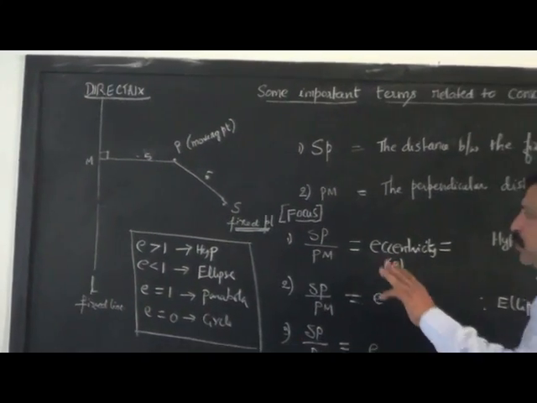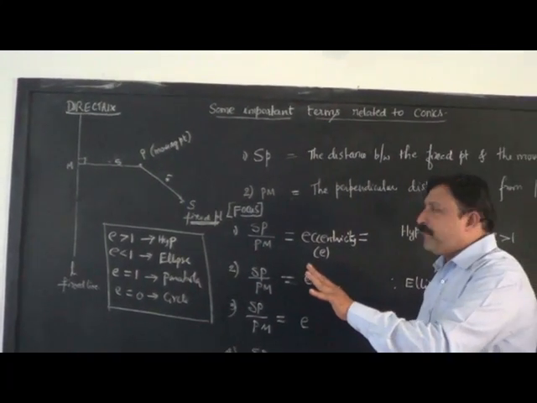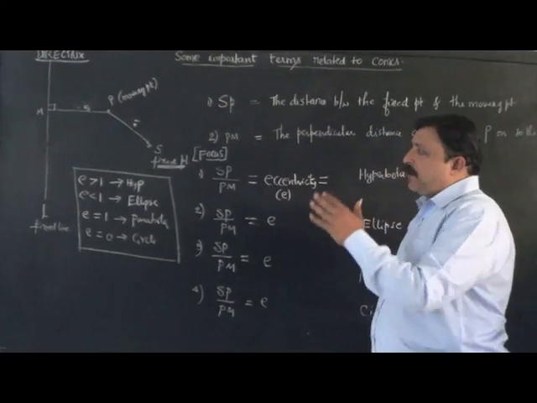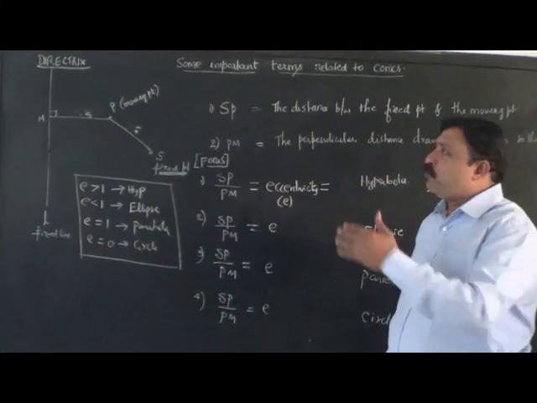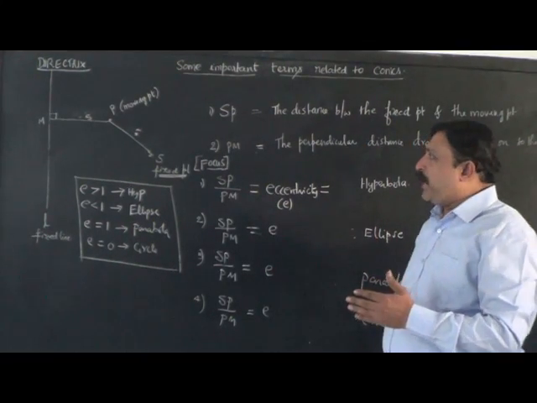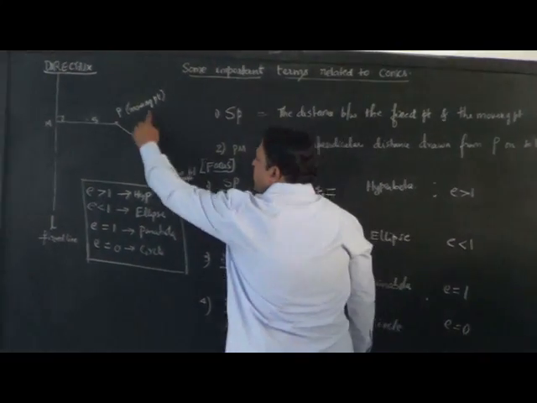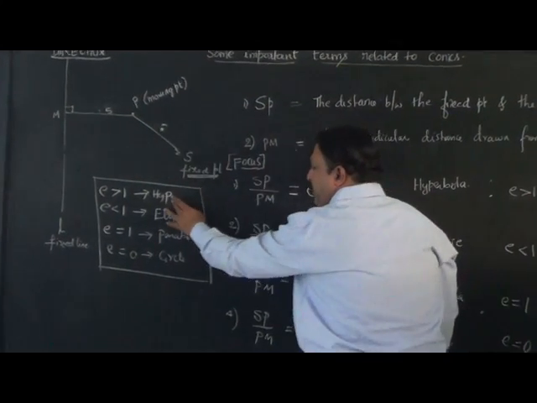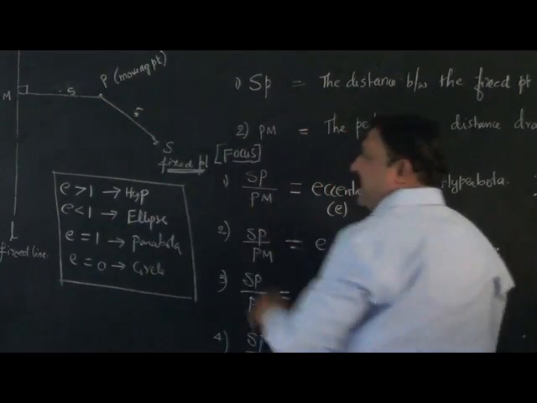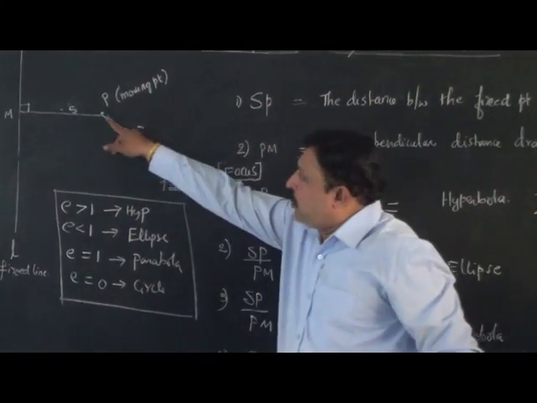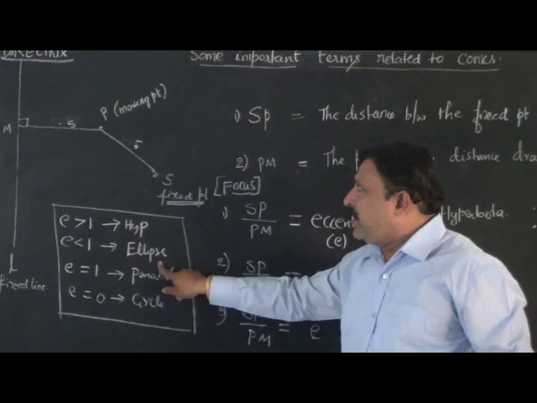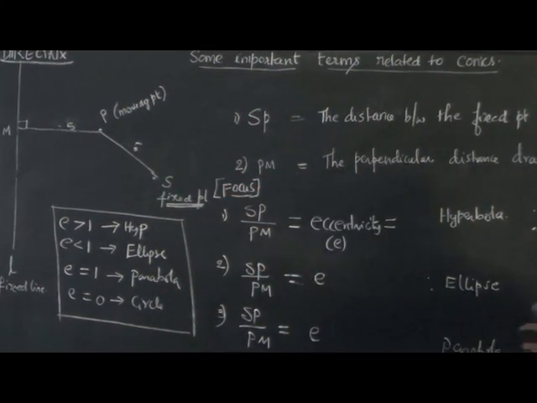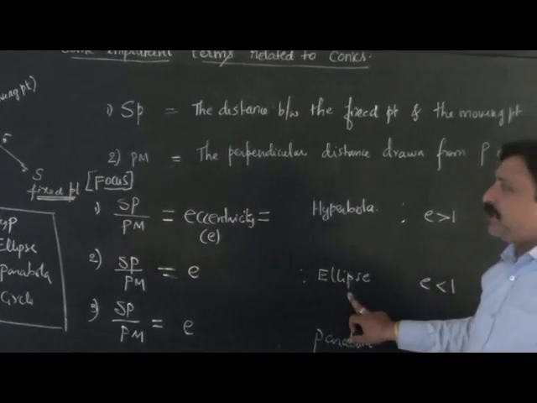So we have understood 3 terms now. One is the focus of the conic, which is a fixed point in the coordinate plane, and the directrix of the conic, which is a straight line in the coordinate plane. The point P, which is a moving point, describes a hyperbola if the value of eccentricity is greater than 1. The locus of P will be an ellipse if P moves in such a way that the SP to PM ratio is less than 1.